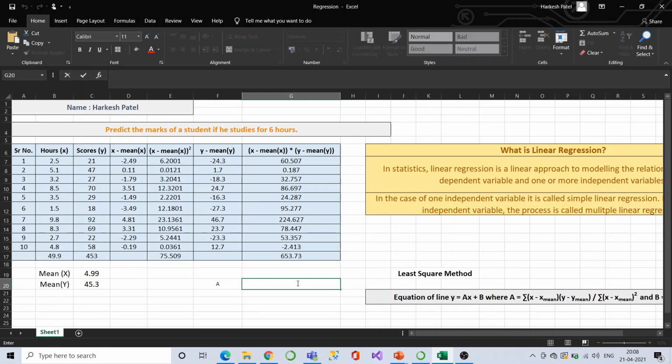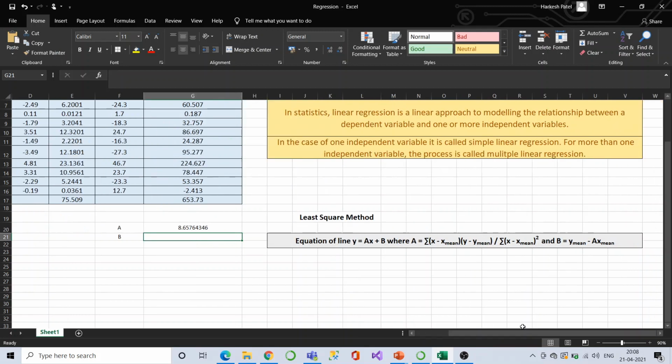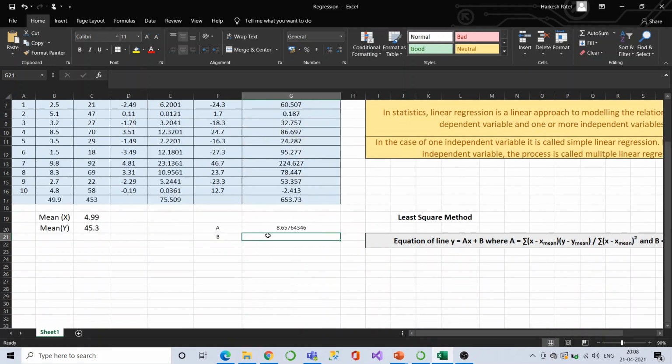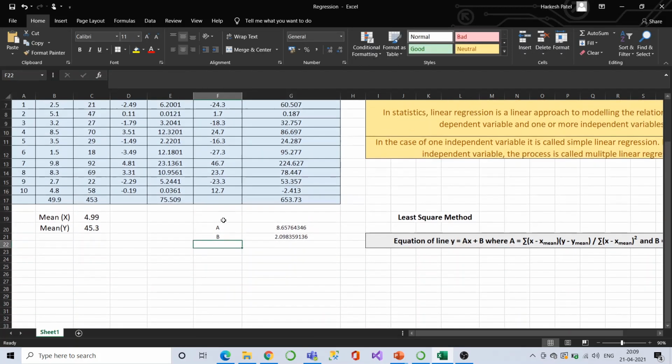A would be summation of x minus x mean into y minus y mean, which is this, divided by x minus mean of x the whole square, right? This would be a, 8.65. And what would be b? So b is y mean minus a into x mean. So what is y mean? Y mean is 45.3 minus a into mean of x, right? So this is our a and b.